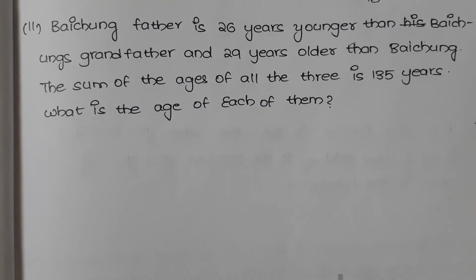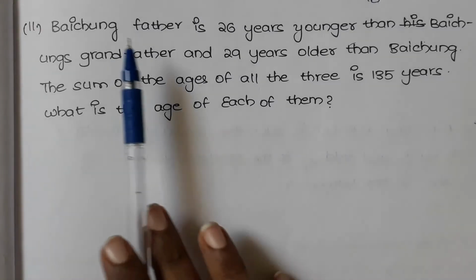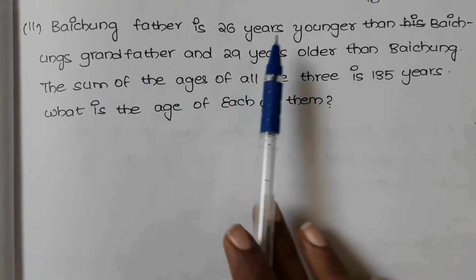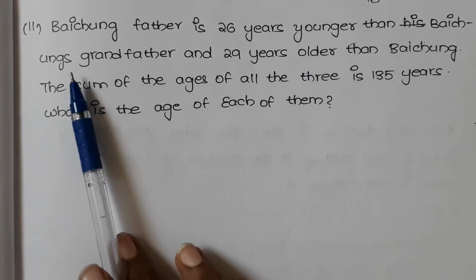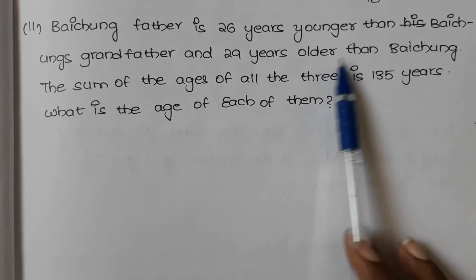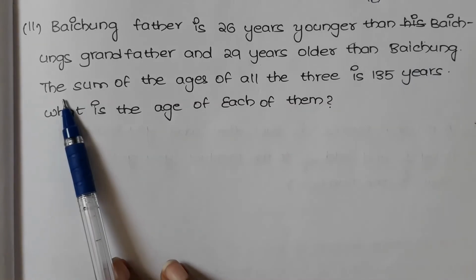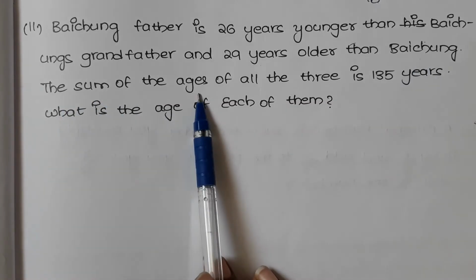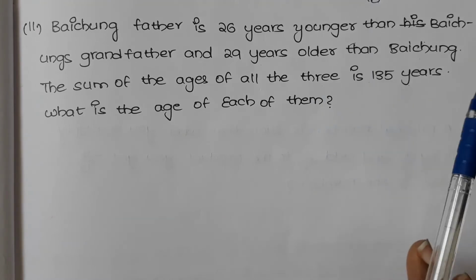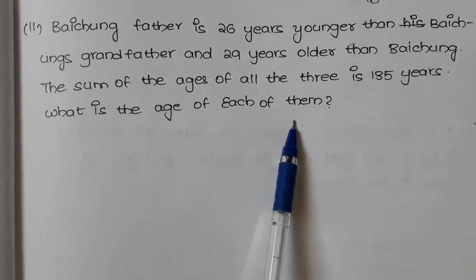Now let us see the 11th question, that is, Baicheng's father is 26 years younger than Baicheng's grandfather and 29 years older than Baicheng, and the sum of the ages of all the three is 135 years. What is the age of each of them?